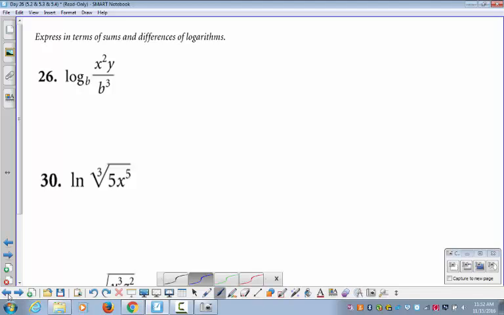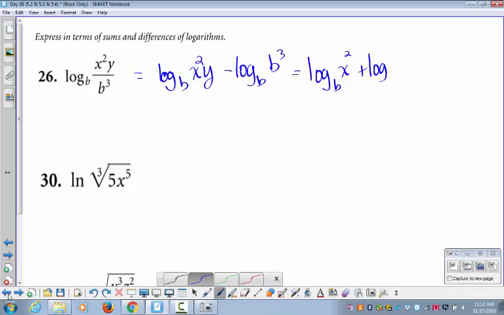So express in terms of sums and differences of logs. I'll do the first one, you guys can try the second one. So here what I'll do first is separate this into log base b of the numerator minus log base b of the denominator. And then in the first log expression, we can separate that with the product rule. So that's going to be log base b of x squared plus log base b of y. And then over here, we can bring that 3 down in front, 3 log base b of b.